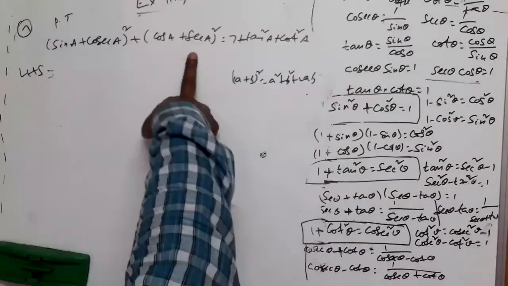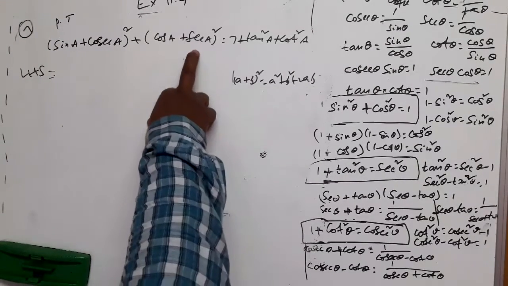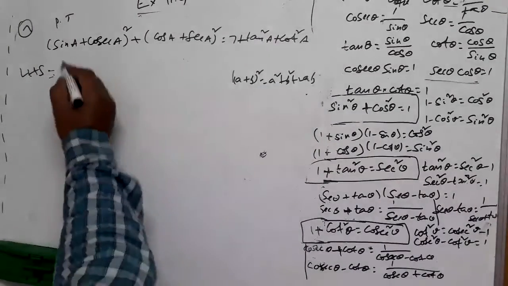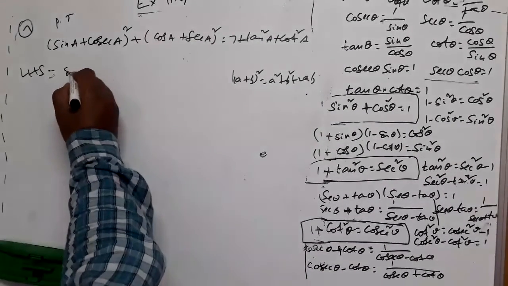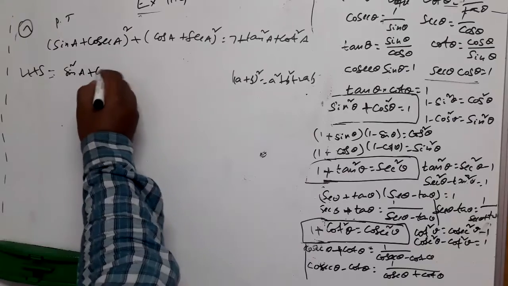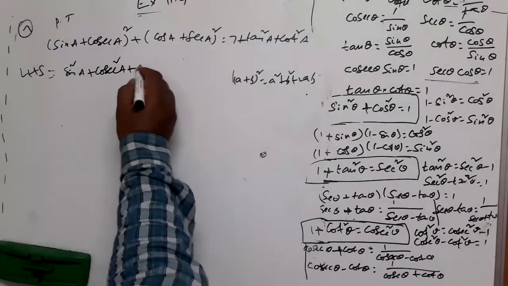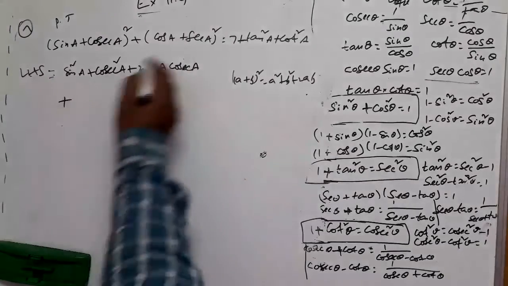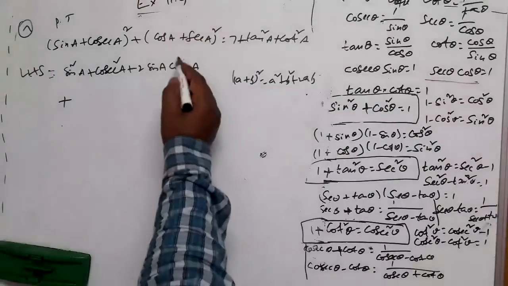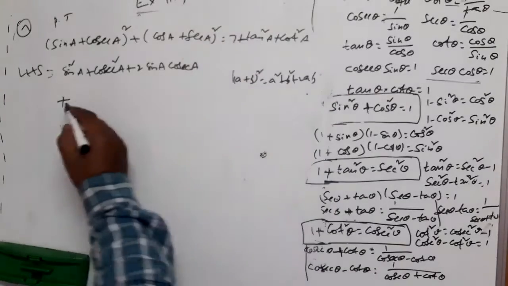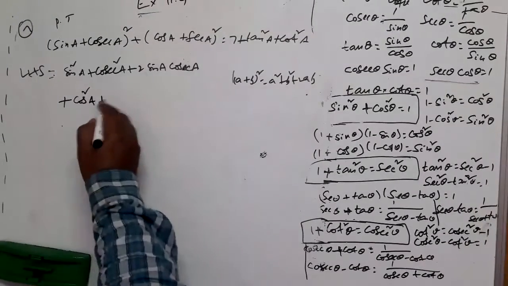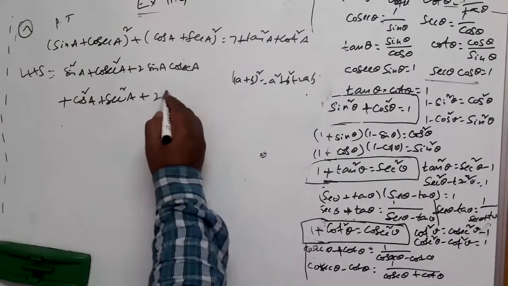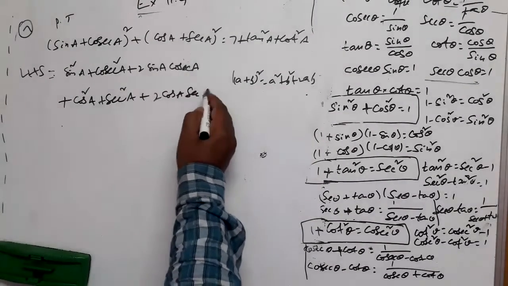In the same way, here also the third term is the 2ab term, 2 into cos into secant, that will be 2. Let us write it using the formula a plus b whole square. This is sin square A plus cosecant square A plus 2 times sin A into cosecant A, plus, I am expanding this now, this is also of the form a plus b whole square, a square plus b square plus 2ab, that is cos square A plus secant square A plus 2ab, which is 2 into cos A into secant A.